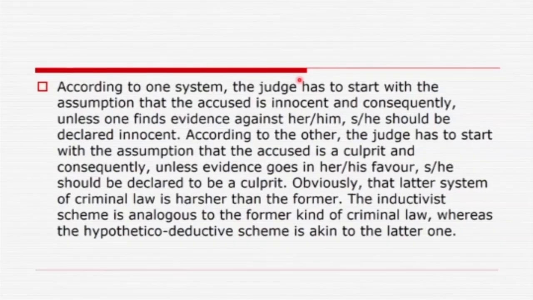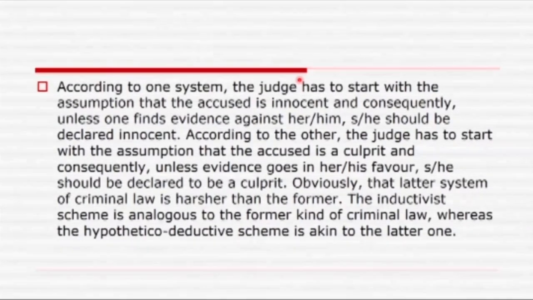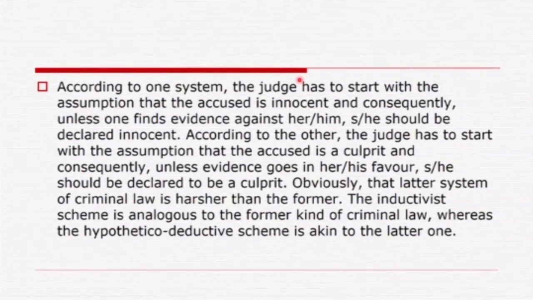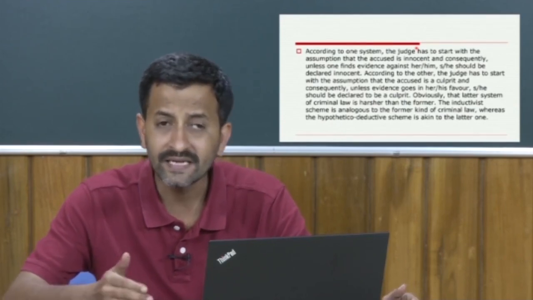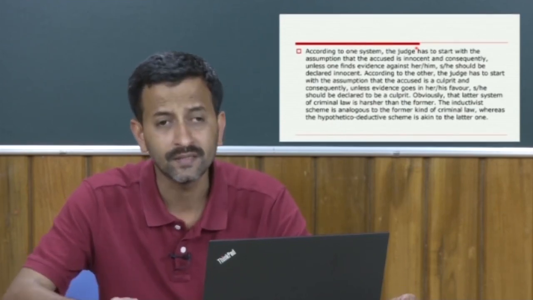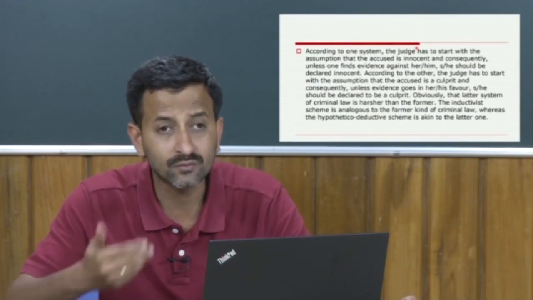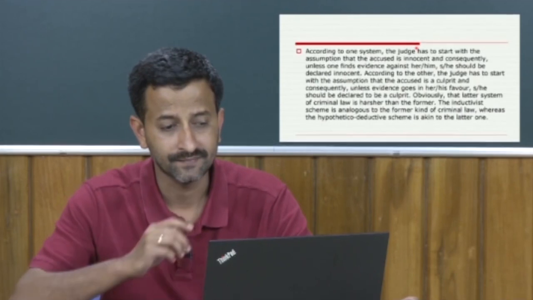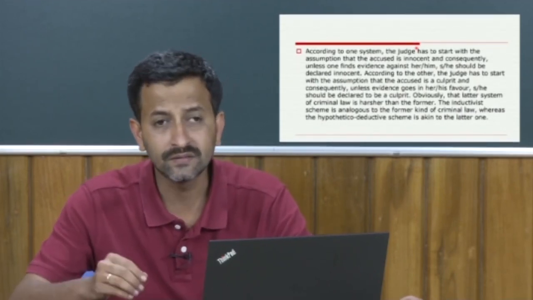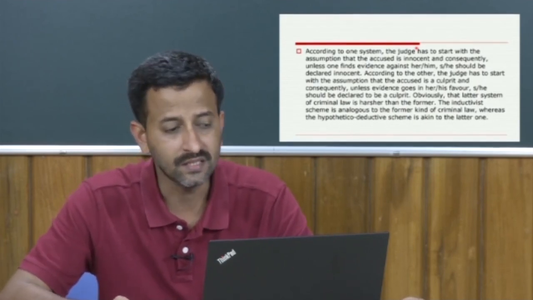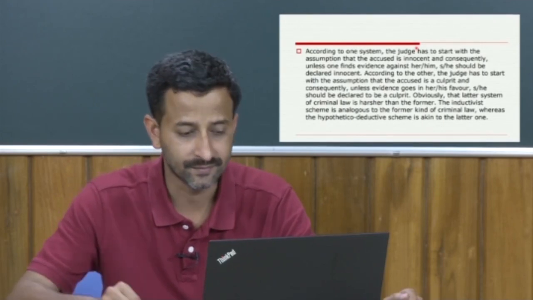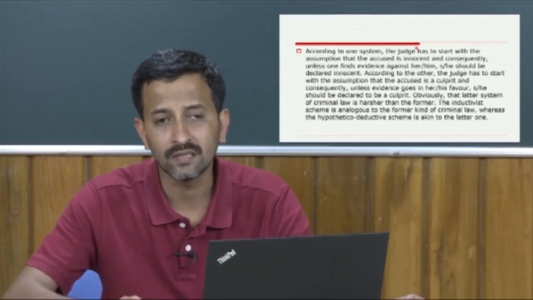The inductivist scheme is analogous to the first kind of criminal law, where the judge starts with the assumption that the accused is innocent. And the hypothetical deductive scheme is akin to the second one, where the judge must start with the assumption that the accused is a culprit, and consequently, unless evidence goes against him or her, he or she should be declared a culprit. He or she remains a culprit.